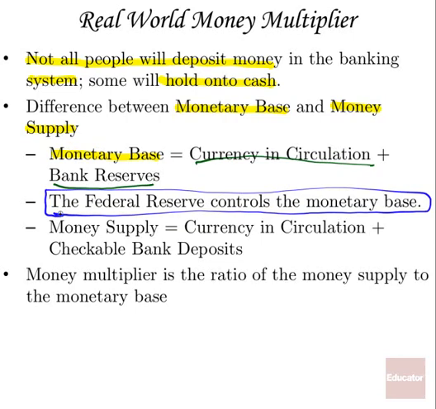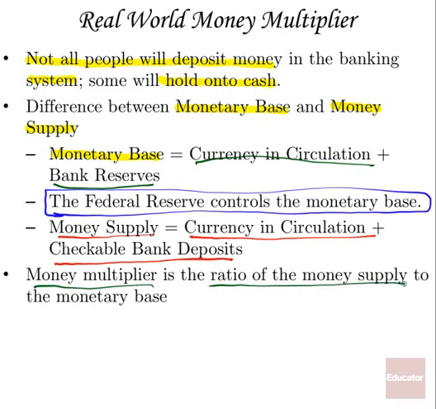It doesn't necessarily work exactly how they planned, but they have incredible, some may say monopoly, power over the supply of money. The money supply, on the other hand, is the currency in circulation plus the checkable bank deposits. That's the actual money supply, the M1, the amount of money out there in the economy. And the money multiplier is the ratio of the money supply to the monetary base.